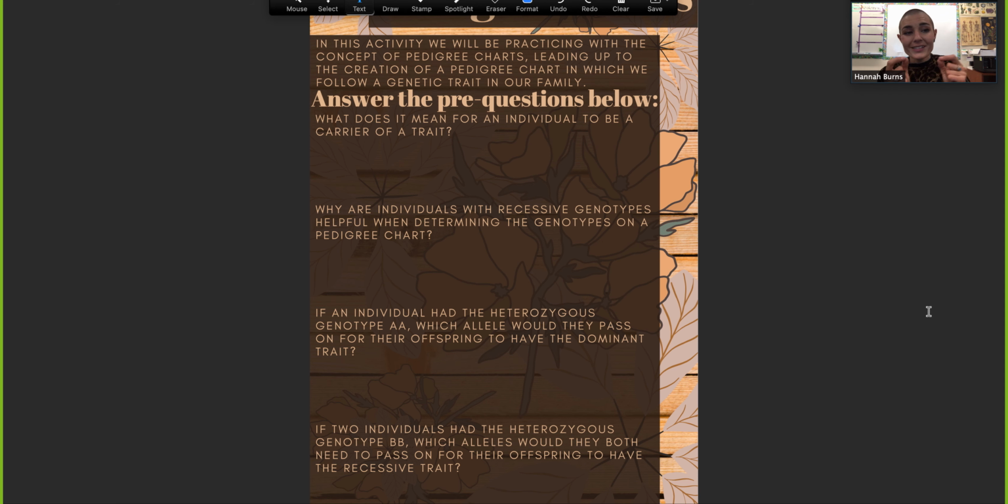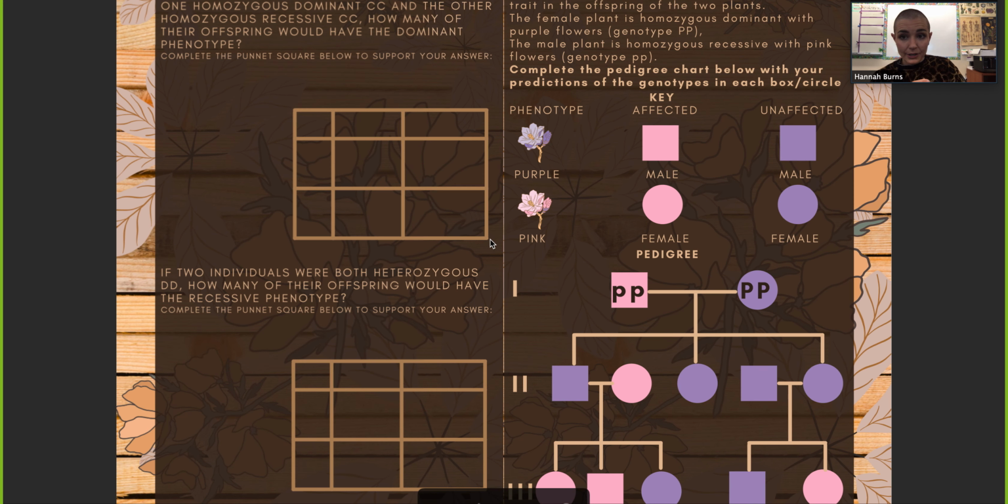So it's harder for us to know what their genotype is. Recessive individuals are always going to have two recessive alleles. Otherwise, they wouldn't have the recessive phenotype. So that's why they're really helpful. Those are the things that we know for sure that we can plug in and use that information to fill out the rest of the table by looking at who's passing on which alleles. And that'll make more sense on this next page here.